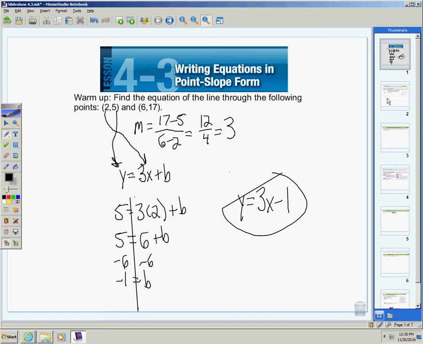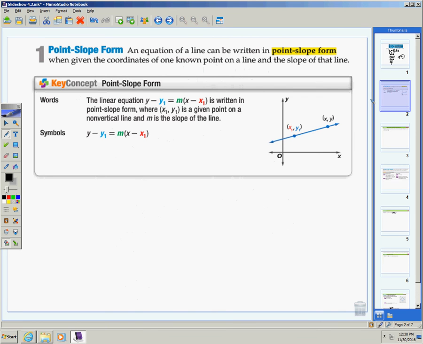Now, today we're going to be using point-slope form. And just like for slope-intercept form, you needed a slope and a y-intercept, for point-slope form, you need a point and a slope. And I personally prefer using point-slope form because it works with any point. I don't need to have a y-intercept. I can use any point. And the formula is where we have m as our slope, and we have a point, which I'm going to call x1, y1. Here's my formula for point-slope form.